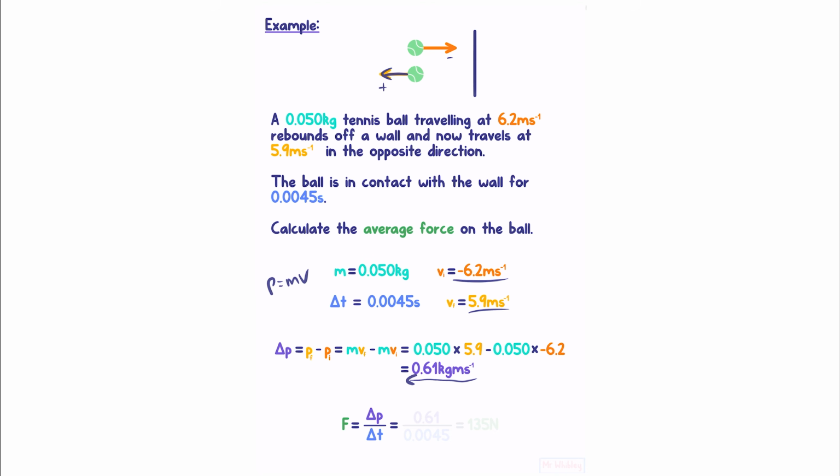Now, if we had instead made this one positive and this one negative, our 6.2 would be positive down here, and our 5.9 would be negative, and if you pop that into your calculator, you'll still get 0.61, except it'll be negative. And because we have swapped the direction of positive and negative, the fact that our change in momentum is negative means it points in the negative direction, this direction here, exactly the same as before. Now, knowing our change in momentum and our duration, we can substitute these into our force equation, giving us 135 newtons.